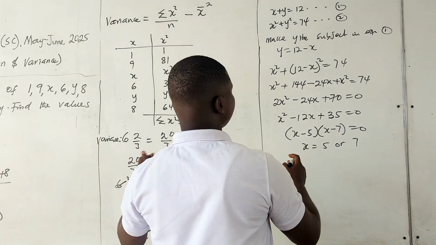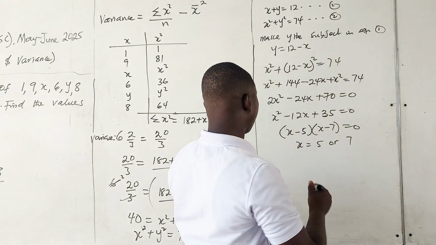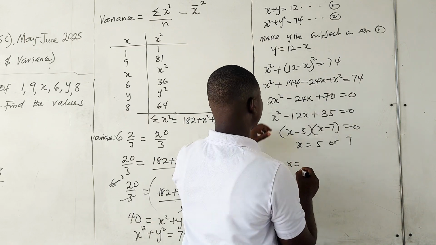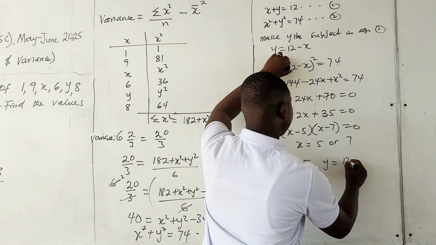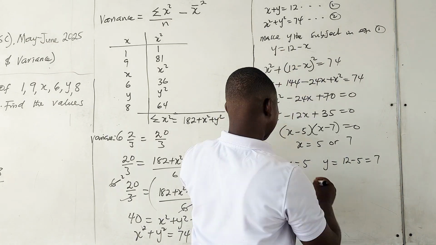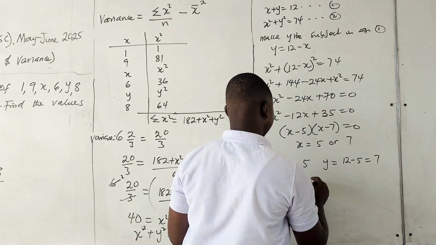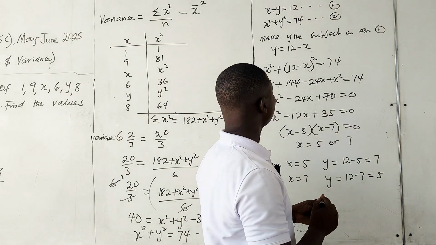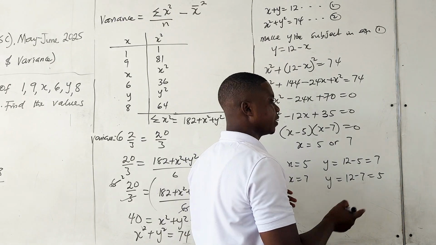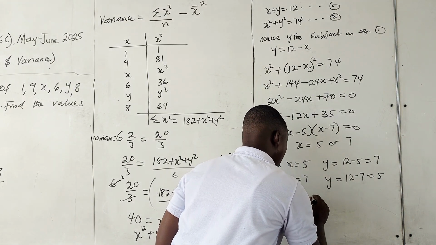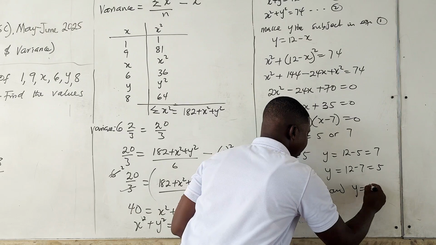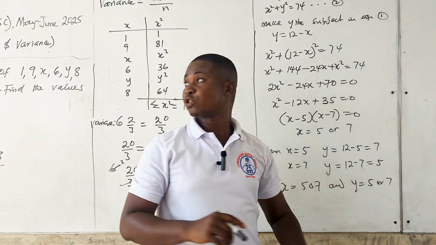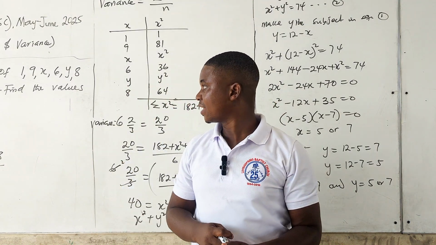Now, getting x to be 5 or 7, it means I have to also find y. When x is equal to 5, y will give me 12 minus 5, and that one will be 7. And when x is equal to 7, y will give me 12 minus 7, and that will be 5. So this gives me both x and y. So x is equal to 5 or 7, and y will also be 7 or 5, depending on each of them. That is the solution to question number 13.